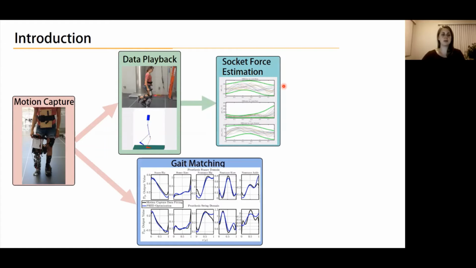In parallel with this motion capture data, we do gait matching, where we develop a stable walking trajectory that is close to the motion capture data. This stable walking trajectory allows us to simulate continuous walking to test our controller. And this walking is then similar to the behavior of the human in the motion capture.